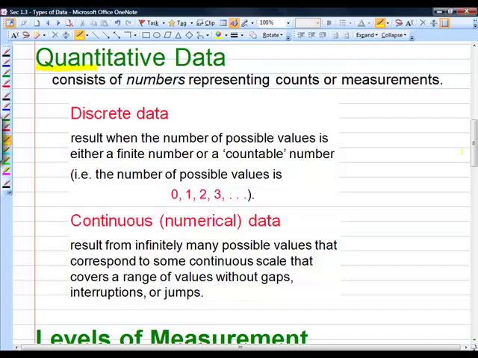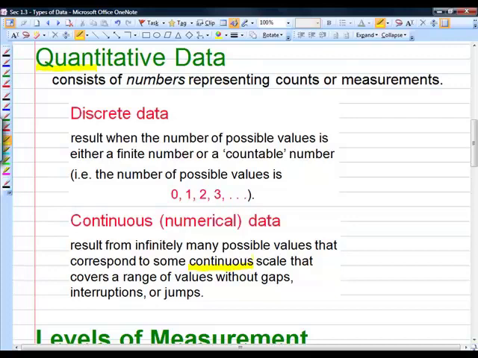For example, the number of stars in the sky would be an example of discrete data, because we have 1 star, 2 stars, 3 stars. I can count them. Even though there's way too many for me to count, they're theoretically countable. Does that make sense? All right, continuous data result from an infinitely many possible values that correspond to some continuous scale. The difference here being continuous scale.